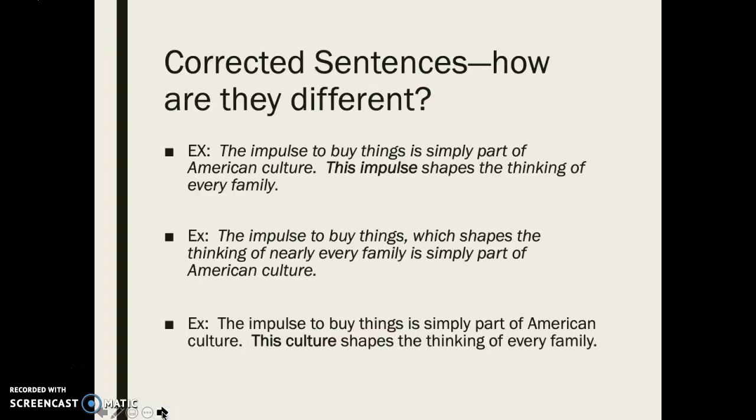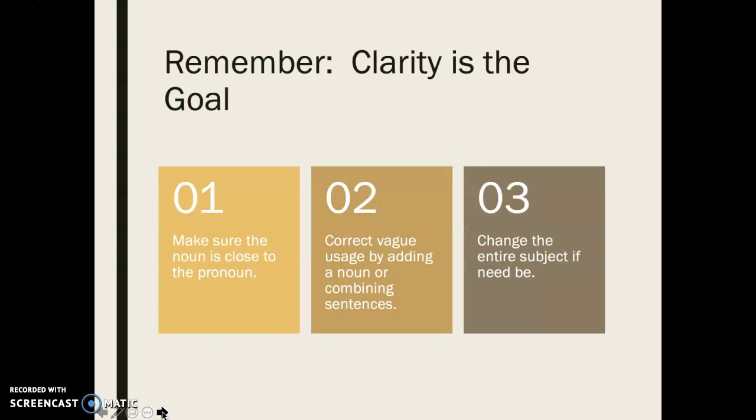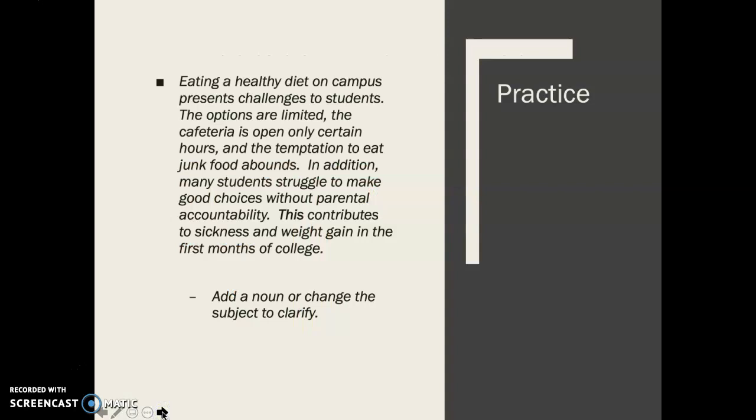So here's some corrected sentences. This impulse shapes the thinking. The impulse to buy things, which shapes the thinking. So then it's very clearly connected to the impulse. And then here's another interpretation. The impulse to buy things is simply part of American culture. This culture, which then is much more comprehensive than simply the impulse to buy things. Clarity is the goal. Number 1, make sure your noun is close to your pronoun if that's possible. You can always correct vague usage by adding a noun or combining sentences, and you can change the entire subject if you need to. So here's some practice.